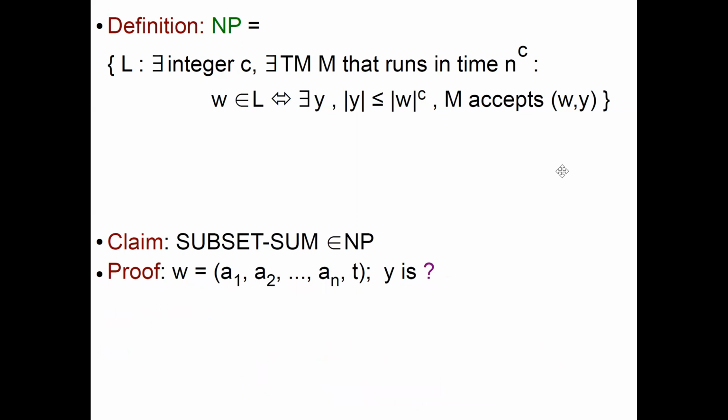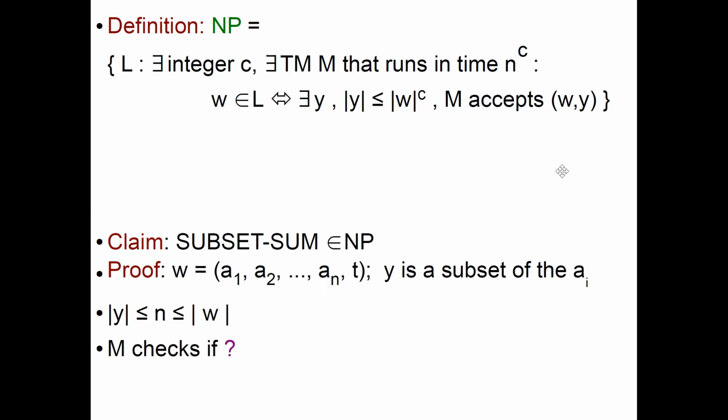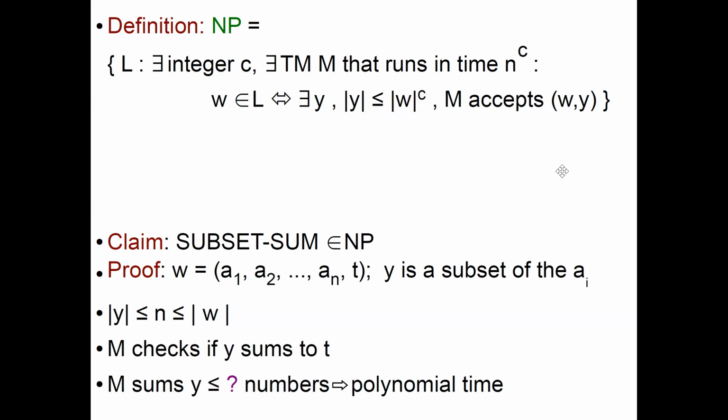Subset sum, same story. What is y here? It is a subset of the a_i's. The length of y is at most n, which is at most the input length, and M just needs to check if the sum is equal to t. So how many numbers do you need to sum? At most length of input numbers. So this is a polynomial time computation.